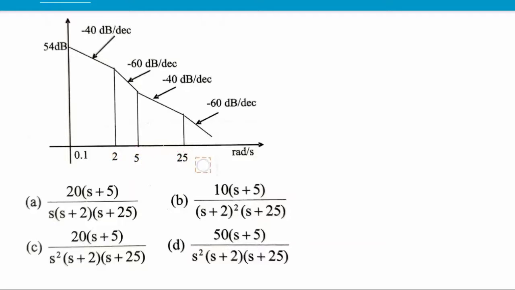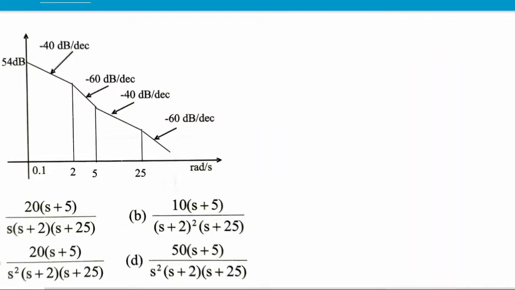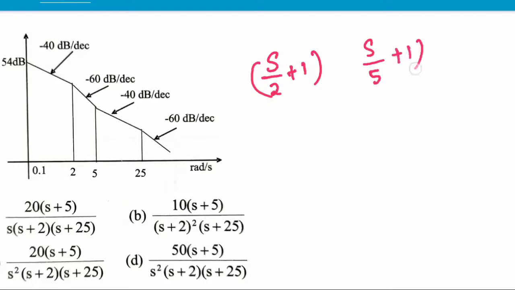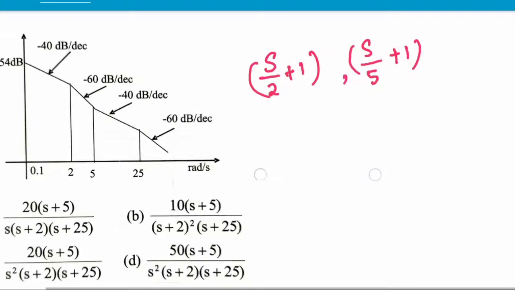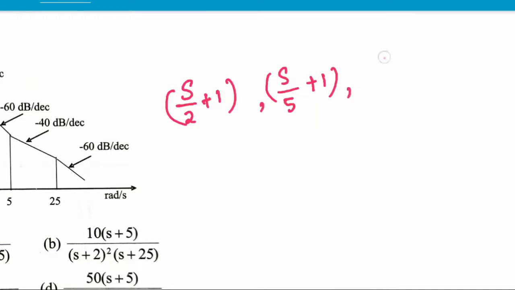So what will be the terms? In standard form, the first term will be s by 2 plus 1, another term will be s by 5 plus 1, and the next term will be s by 25 plus 1. These are the terms which are going to be a part of the transfer function.